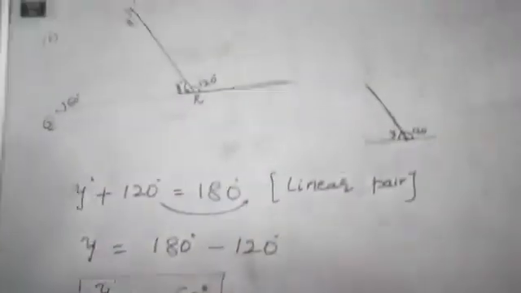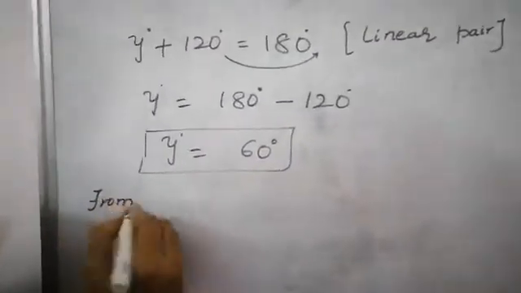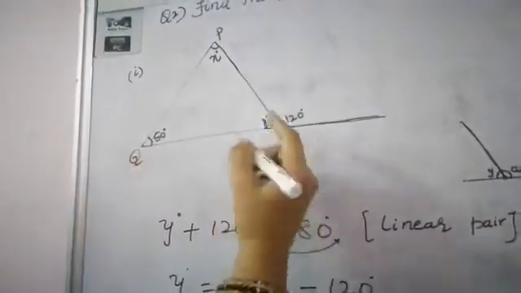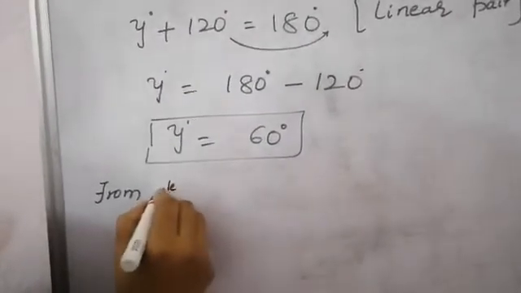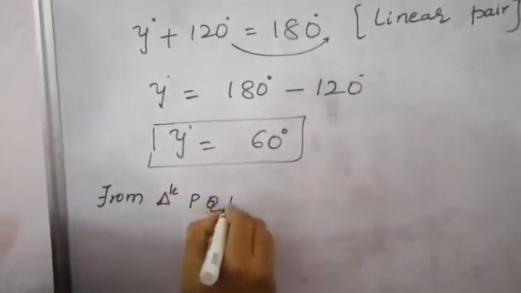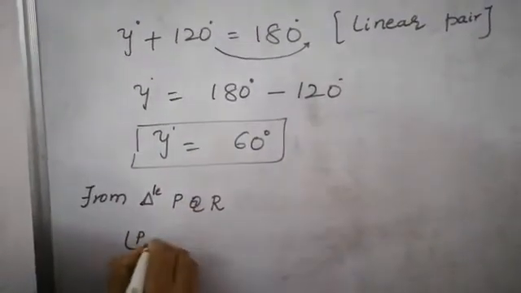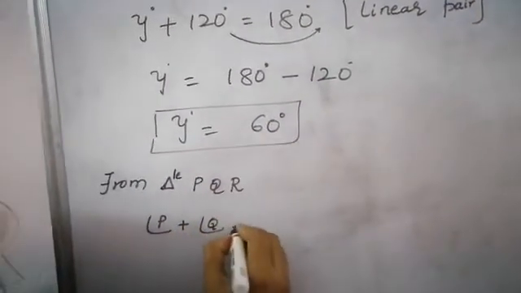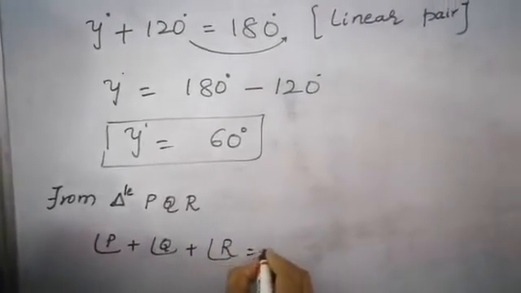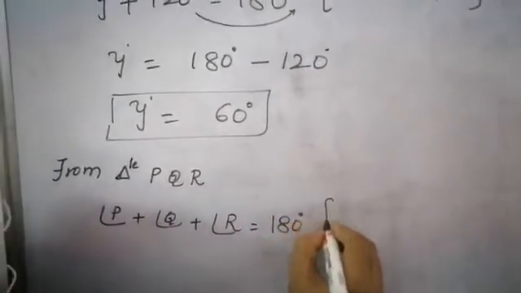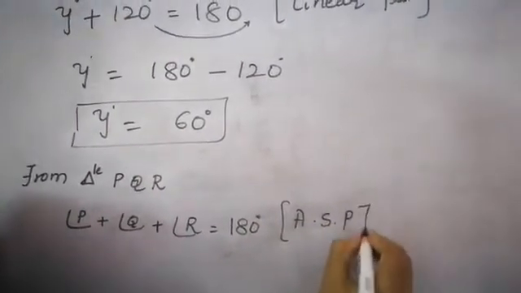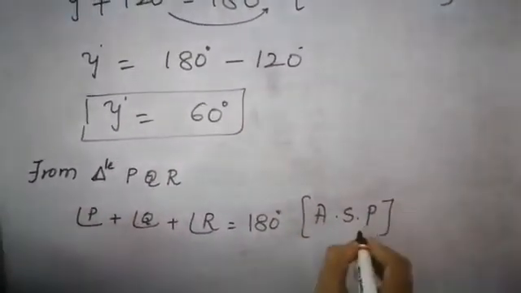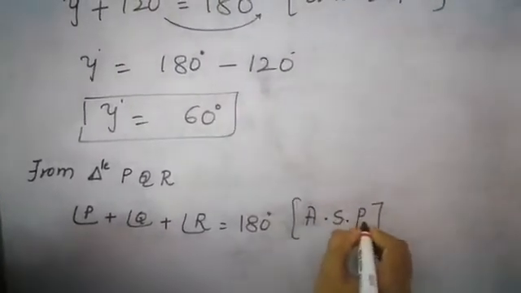Now from triangle, what is the name of the triangle? PQR. Just now we got y as 60 degrees. Write down. From triangle PQR, angle P plus angle Q plus angle R is equal to 180 degrees. Which property, children? Angle sum property. You can write the full angle sum property, or else you can write angle sum property.